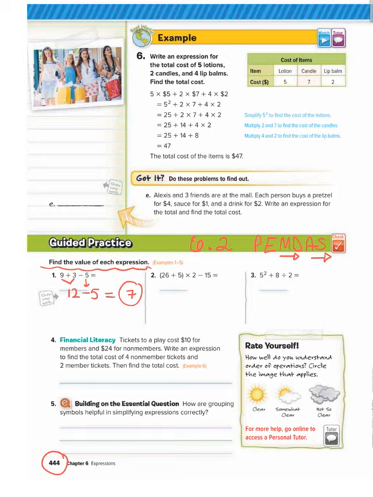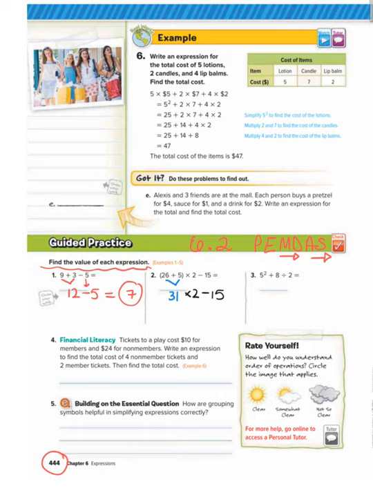Okay, so for number 2, I see a set of parentheses, which is first in PEMDAS. So the first thing we need to do is what's inside the parentheses. 26 plus 5 is 31. Once you solve what's in the parentheses and you're down to just one number, then you no longer need the parentheses. I'm going to bring everything else down. Times 2 minus 15.